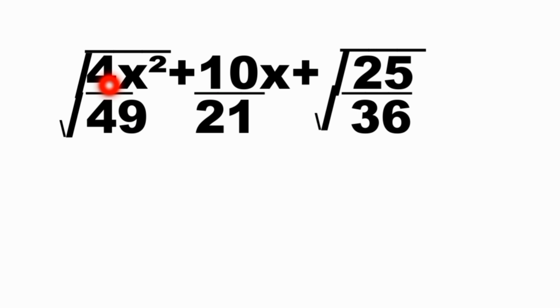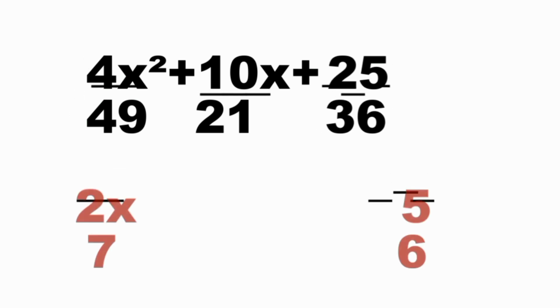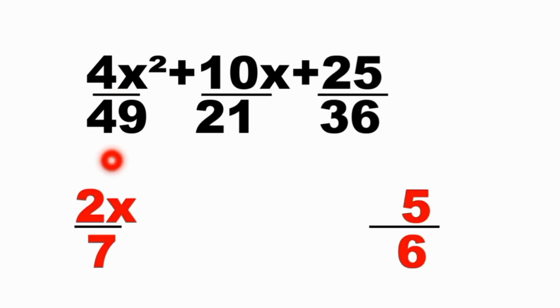You know that 4 is a perfect square, and also 49. The square root of this one is 2x over 7, and the square root of 25 is 5, and the square root of 36 is 6. And the middle term, how come that the middle term is just 10 over 21? This must be twice the product.